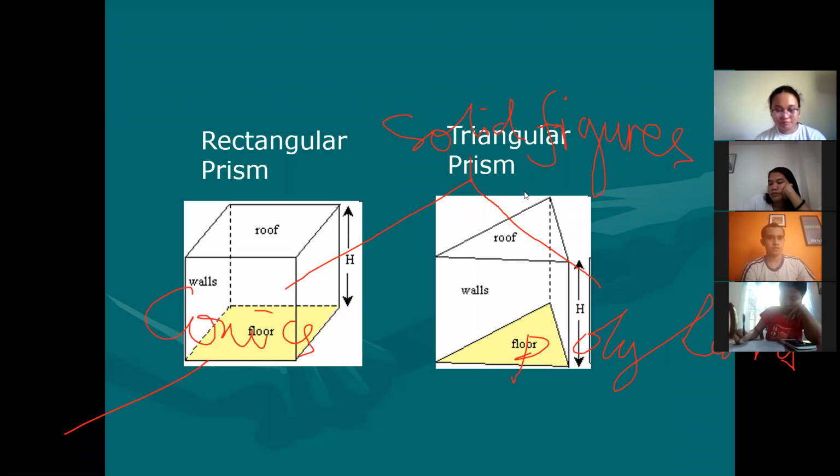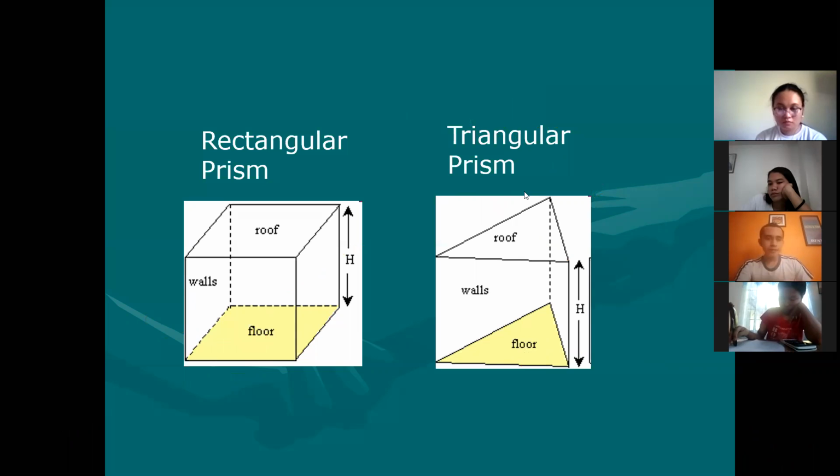Conics are subcategorized into 3, cone, cylinder, and sphere. Polyhedra are subcategorized into 2, prisms and pyramid. Pyramids are subcategorized depending on the base, and prisms are also subcategorized depending on the base. Okay? So I hope you now know the difference between these terminologies so that by the discussion of surface area and volume, it will be understandable as it is.